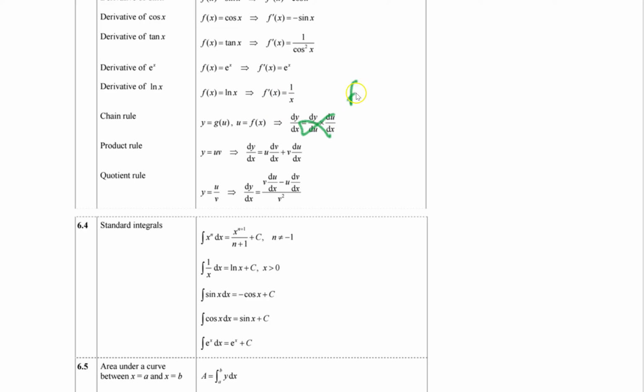Chain rule is just, let's say I have something like this. You take the derivative of the outside, leave the inside alone, and then times by the derivative of the inside. Don't forget times by the derivative of the inside. That's the chain rule. Product rule, a lot of people freak out when they see this.